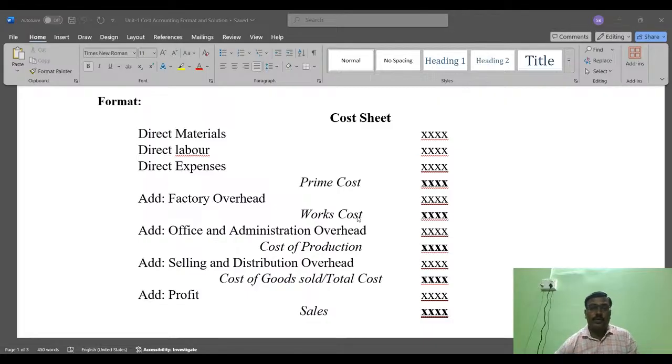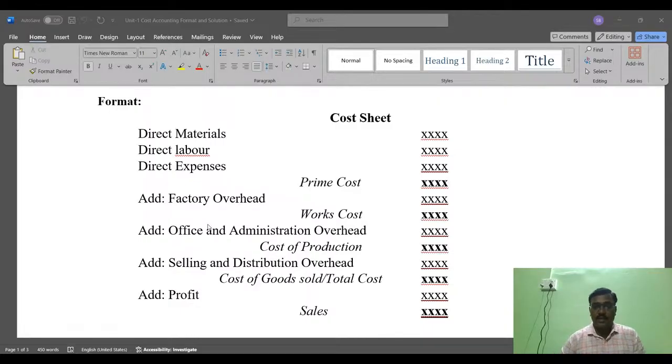To prime cost, we have to add factory overhead. What do you mean by overhead? Overhead means indirect expenses. What do you mean by factory overhead? Any expenses incurred in the factory are called factory overhead. After adding the factory overhead to the prime cost, the answer is called works cost, or factory cost. To works cost, we have to add office and administration overhead.